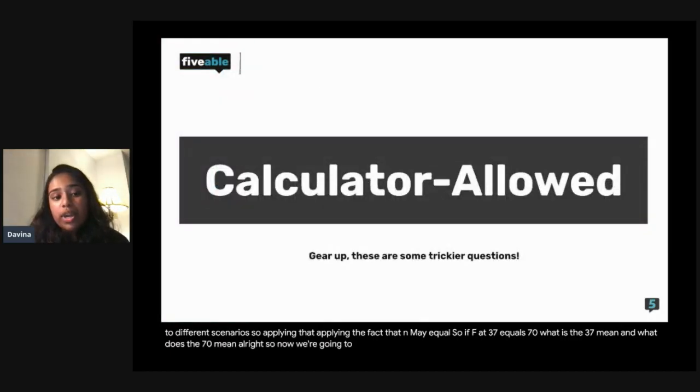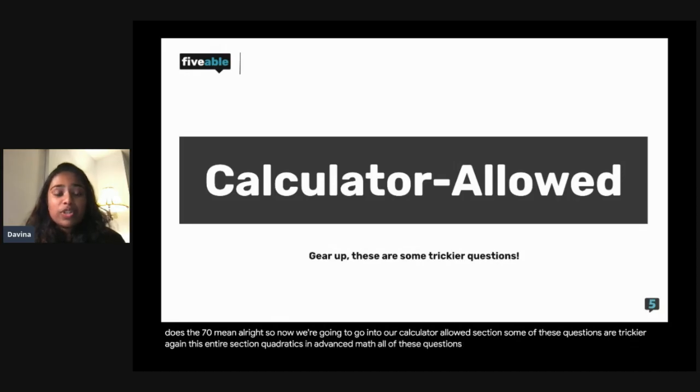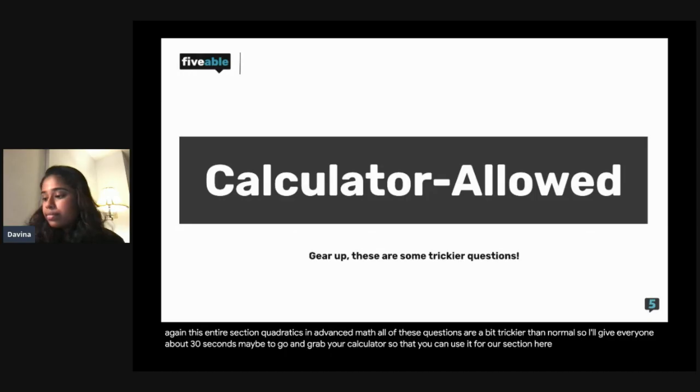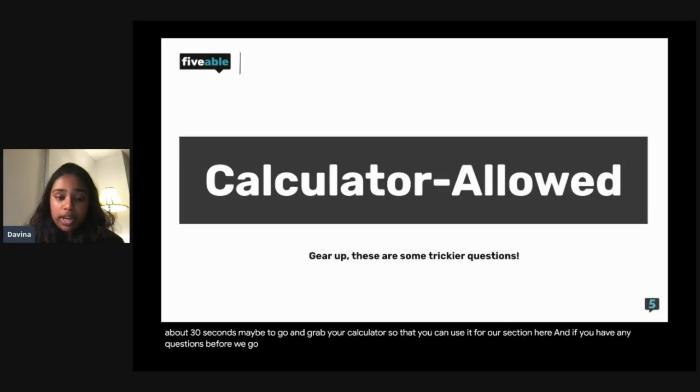All right, so now we're going to go into our calculator aloud section. Some of these questions are trickier. Again, this entire section, quadratics and advanced math, all of these questions are a bit trickier than normal. So I'll give everyone about 30 seconds to grab your calculator so that you can use it for our section here. And if you have any questions before we go into our calculator section, you're more than welcome to ask in our chat.